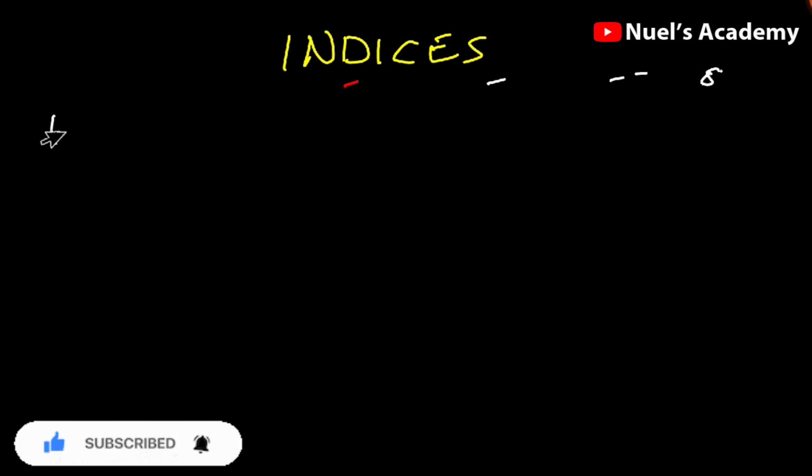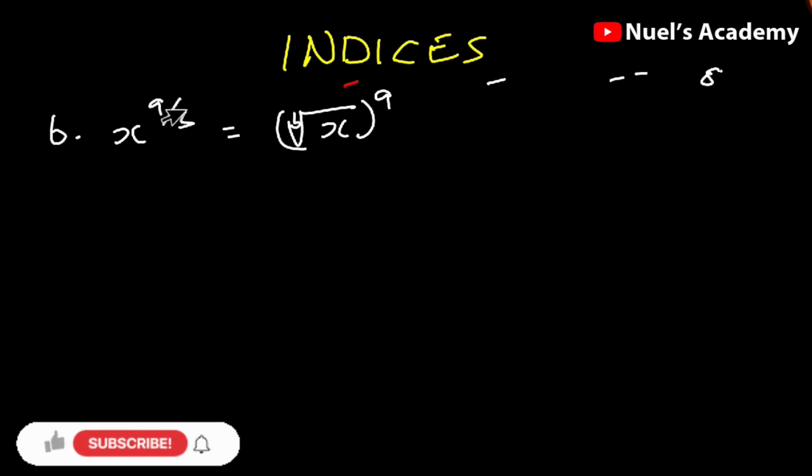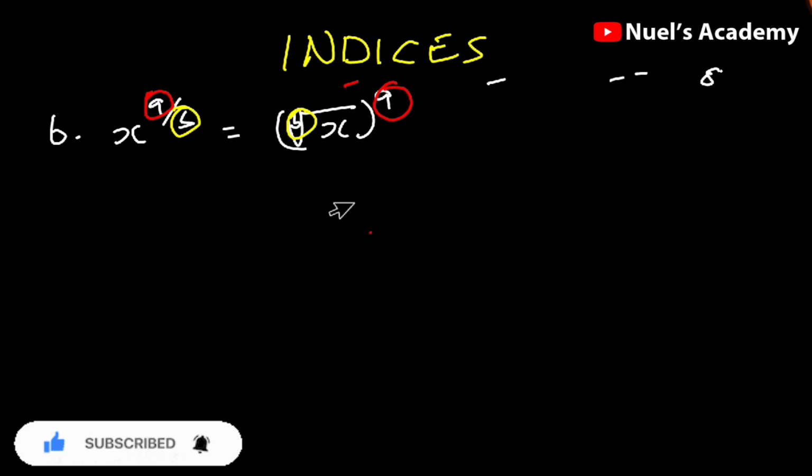So number 6, if you have x to the power of a over b, this is equal to the bth root of x to the power of a. Each time you have a number raised to the power of a fraction, the denominator of that fraction assumes the root, whereas the numerator of that fraction assumes the exponent. The denominator will be the root, and the numerator will be the exponent.